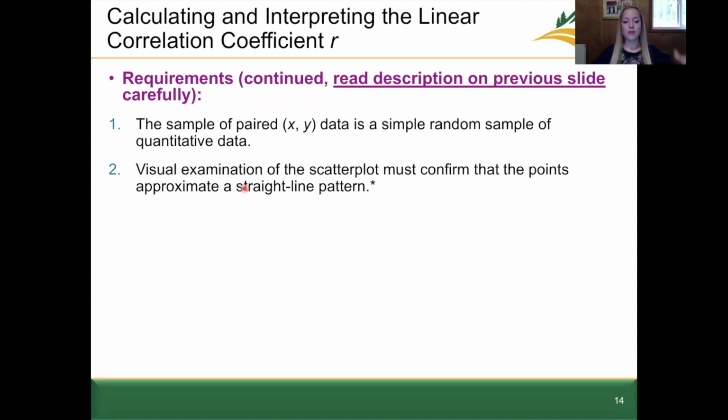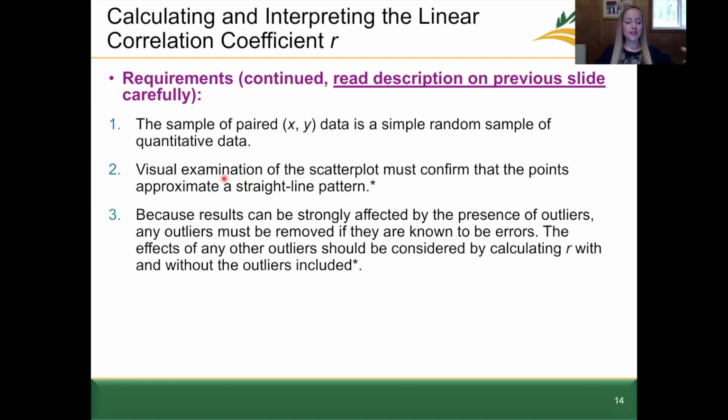Requirement number 2, visual examination of the scatter plot must confirm that the points approximate a straight line pattern. Again, like we saw for the nonlinear correlation, we saw a value for R that seemed somewhat convincing, but upon visual examination, we saw that that really wasn't a straight line pattern.